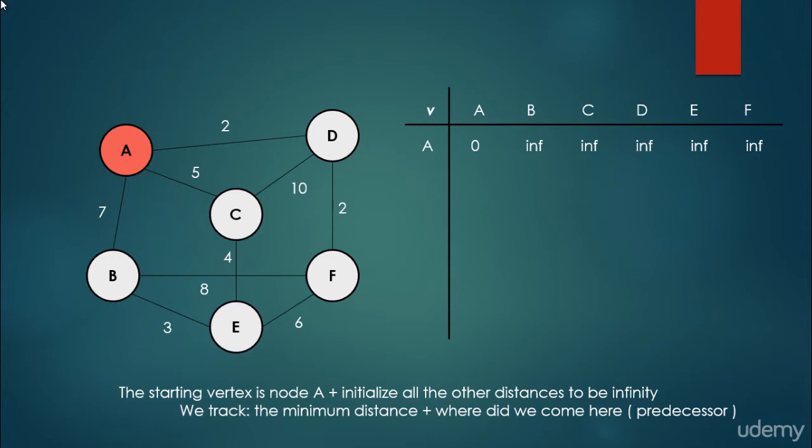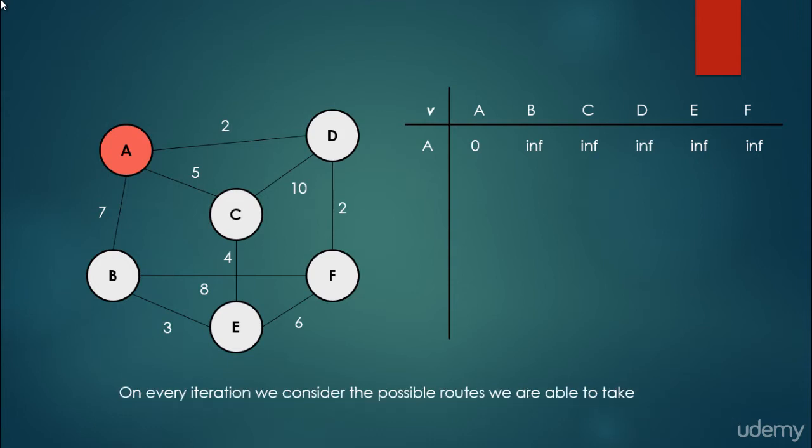Okay, we have to track the minimum distance, and where did we come from? So basically the predecessor. Then, on every iteration, we consider the possible routes we are able to take. So we are at vertex A. We are able to visit vertex B, vertex C, and vertex D, but we are not able to go to E and F because we don't know the structure of the graph in advance. So we can go to B, C, or D. And because that's the minimum value, it's very important. It is the initialization phase, so in this step, it is not so important.